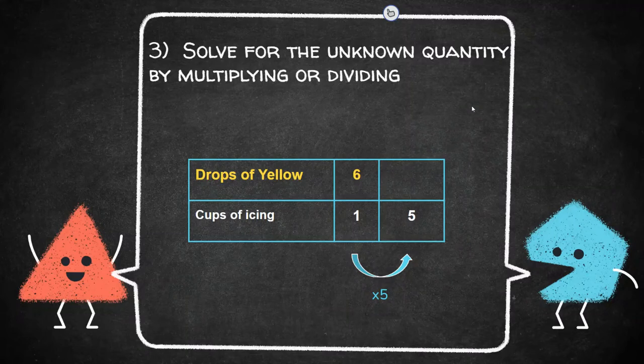And just like with simplifying fractions, simplifying ratios, equivalent fractions, whatever I do to the bottom number, I have to do to the top number. So if I multiply the bottom by 1, I have to multiply the other number, not by 1, sorry, by 5. So to get my final answer, I'm just going to complete this problem of 6 times 5, and that's going to give me 30 drops of food coloring with 5 cups of icing.